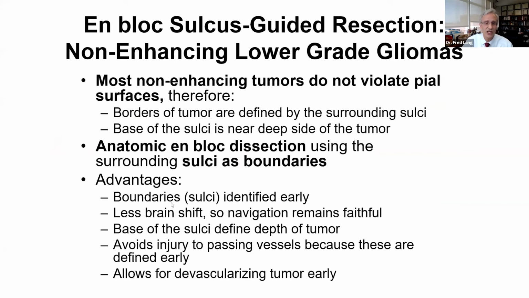And the advantage of this is that the boundaries of the tumor are identified early, and that results in less brain shift as you're removing the tumor. So the navigation systems we have remain faithful. The base of the sulci actually often define the depth of the tumor, and you can use that as a landmark. It also results in not injuring the passing vessels, because these vessels are identified in the sulci early, and then the small perforators that come off the vessel and go into the tumor can be cut, devascularizing the tumor and resulting in a bloodless field.